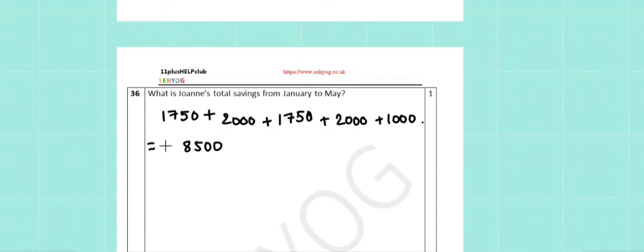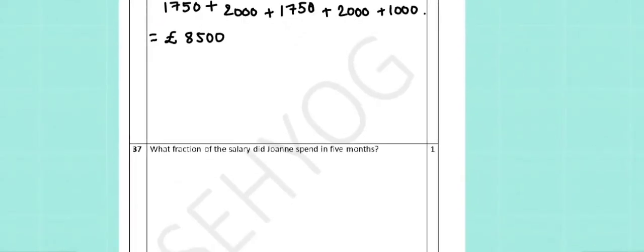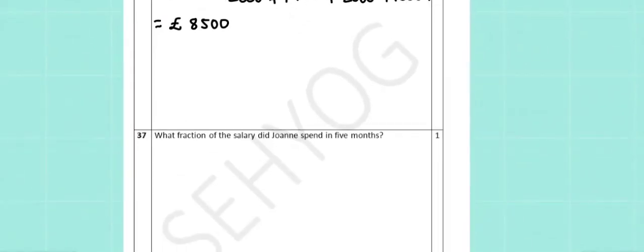So for the first month, January, 1750 pounds is savings. For February, 2000 pounds has been saved. For March, 1750 pounds. For April, 2000 pounds, and for May, 1000 pounds. So each has to be found out separately and then added up together to find the total savings, 8500 pounds. Now what fraction did Joanne spend in 5 months?